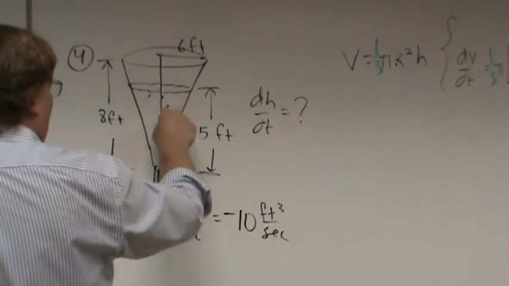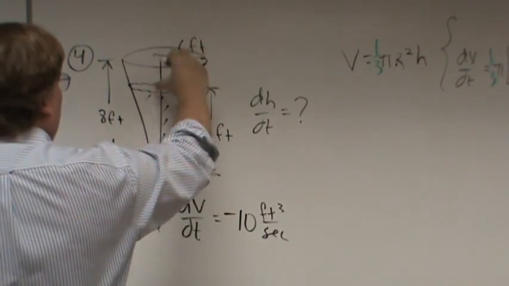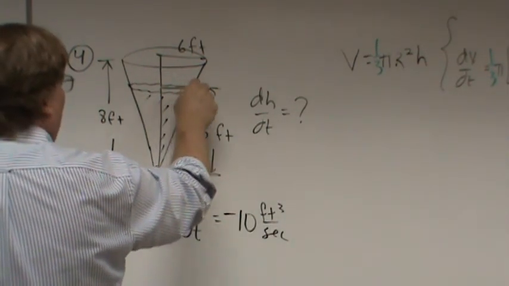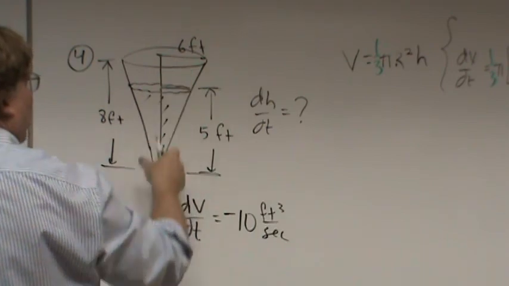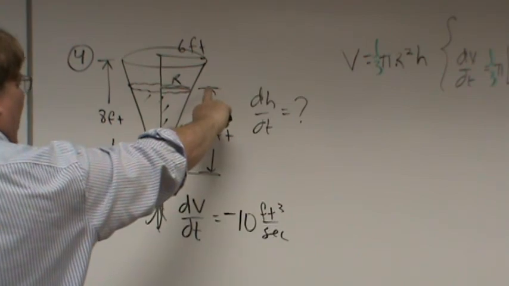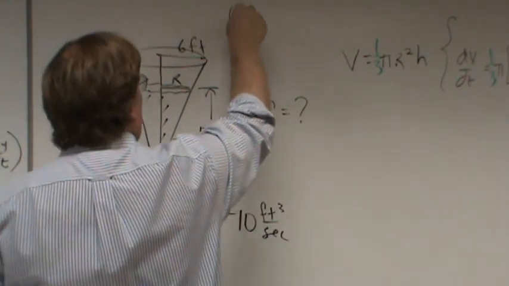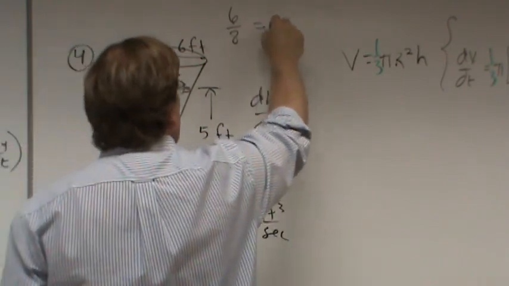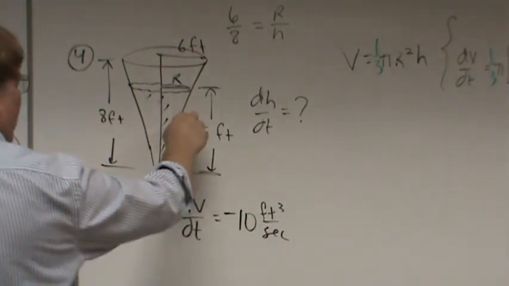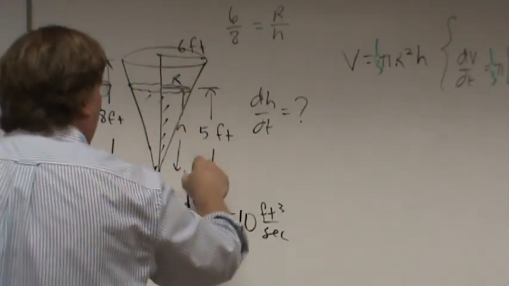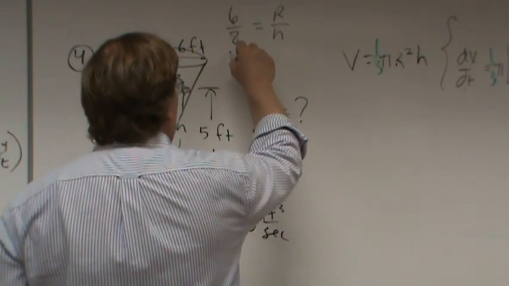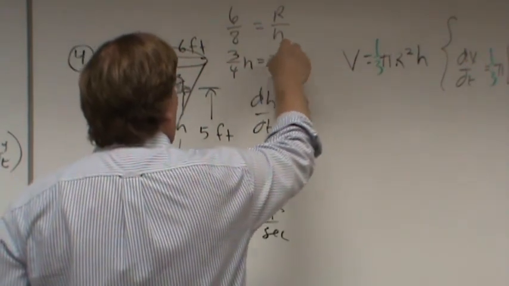And I've got a ratio, and this is the part I had to show you. I've got similar triangles here. The ratio of radius to height is 6 to 8, and that's never going to change. No matter what triangle I choose, I'm always going to have similar triangles. So if I call this R and this H, the ratio of 6 to 8 is always going to equal the ratio of R to H. That ratio is always going to be true, which means 3/4 H is equal to R.